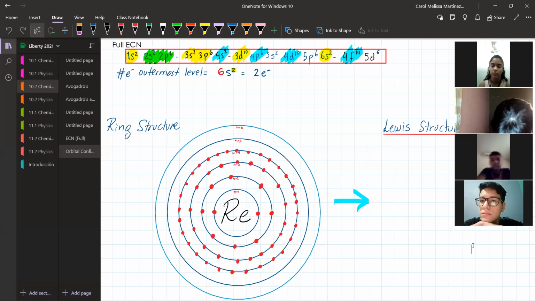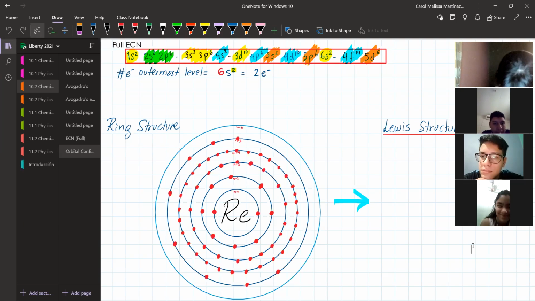Then in level 5, you have 5s2, 5p6, and 5d5. So it is 13, okay? So 1, 2, 3, 4, 5, 6, 7, 8, 9, 10, 11, 12, 13. And in the last one is 6s2, only 2 electrons. So I'm going to put it here.